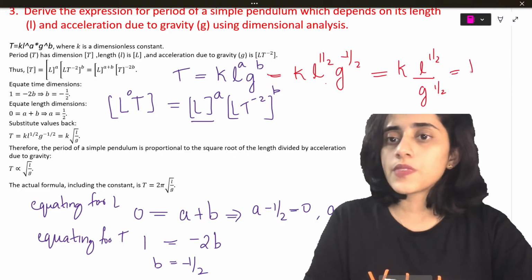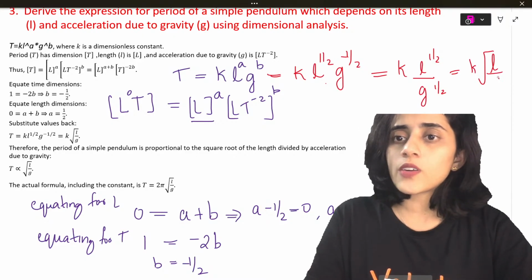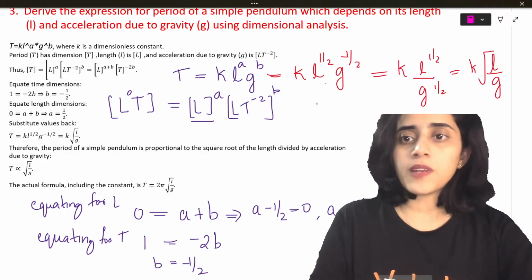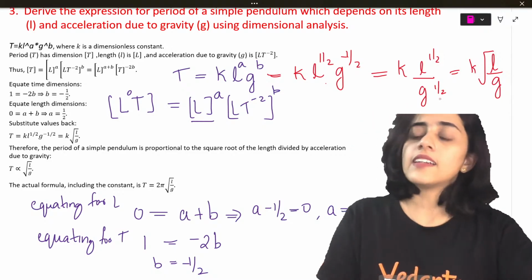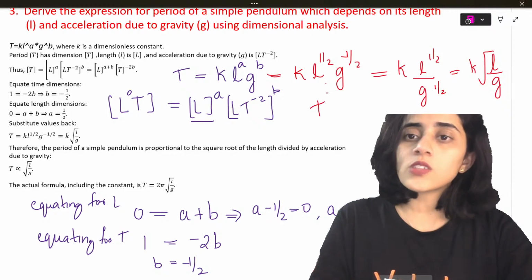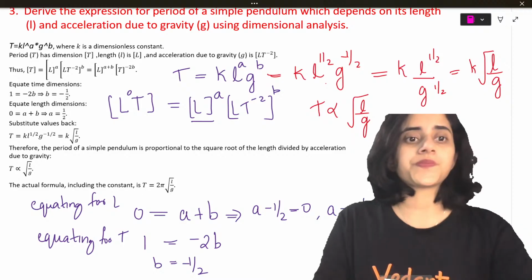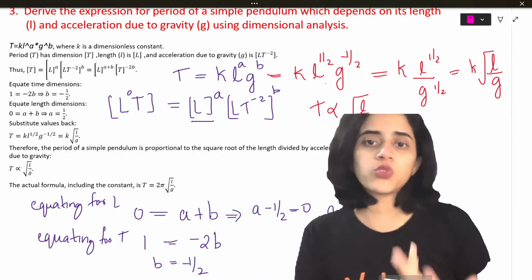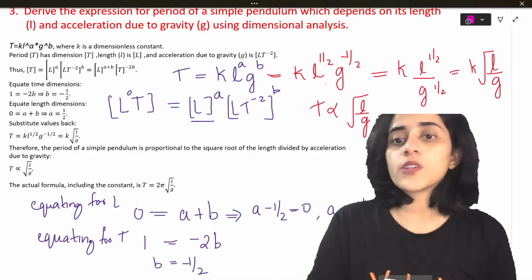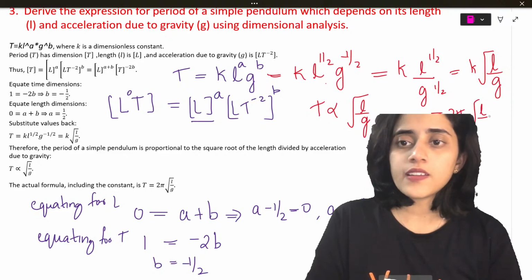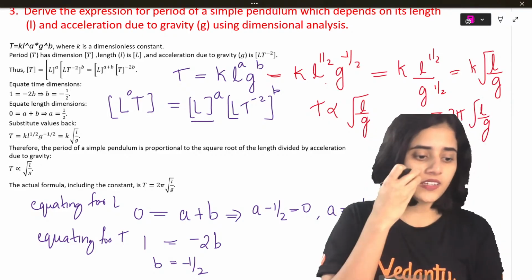Now, this will be K times square root of L by G. So now my formula is T equals K times square root of L by G. T is also proportional to square root of L by G. Now you have already learned this formula, so you know that K is 2 pi. So you can say this is equal to 2 pi square root of L by G.